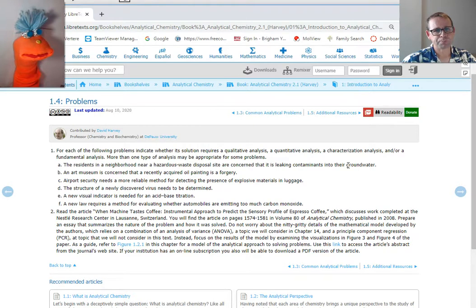In terms of a characterization analysis, could you see any way that might be important? Well, if they're leaking anything, it could be a problem. It could be, but understanding what it is that they're leaking might be important. If you do have a chemical, then trying to characterize that chemical and find its chemical structure might be important, right? I'll let you go through the rest of those and become familiar with them. Those are some good possible types of questions for quizzes later on.